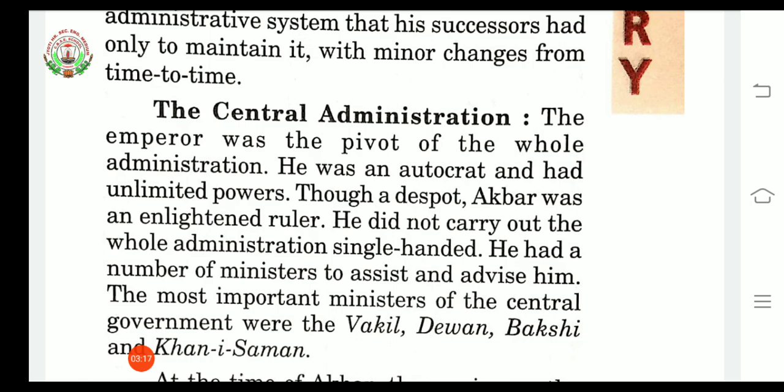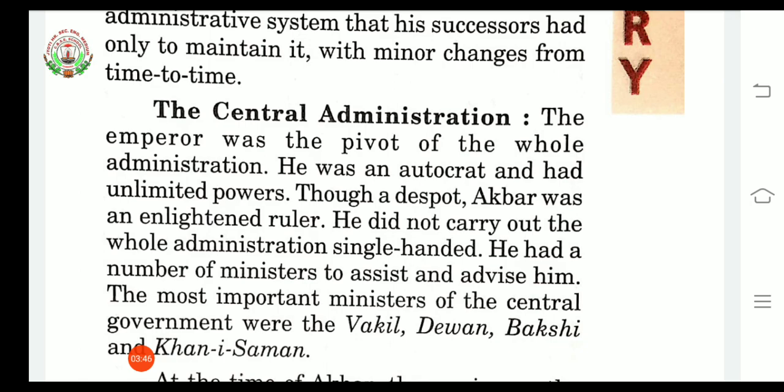Akbar was autocratic, meaning a ruler who has complete power. He had unlimited powers to control his administration. Though a despot means a ruler with great power, Akbar was an enlightened one, meaning he had an understanding of people's needs and their situation. Or we can say that he had a modern attitude to life.